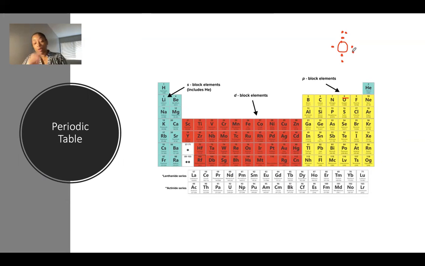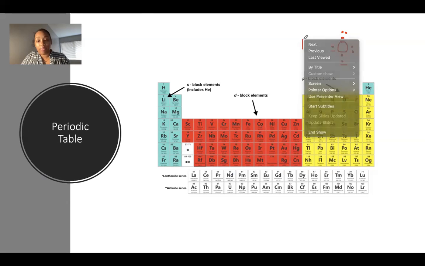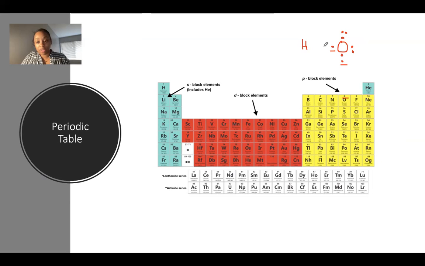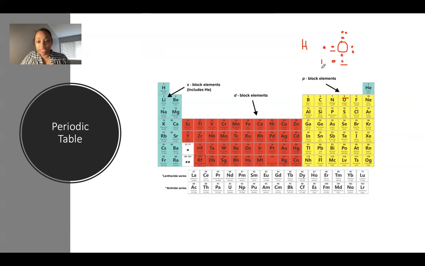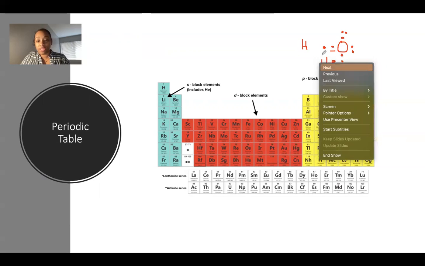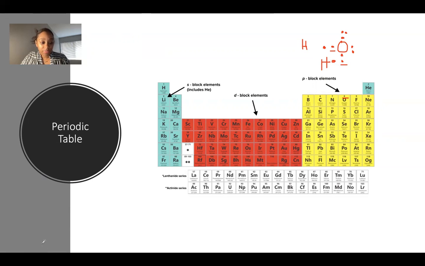Because most elements in the periodic table want to fill their valence shell with 8 electrons, you can see that there are at least 2 electrons that are not paired. This is where hydrogen comes in, because hydrogen can bond with oxygen and help oxygen create a complete octet. I'm sure you probably already know this, but this is the easiest way to remember it, the easiest way to do Lewis dot structures.